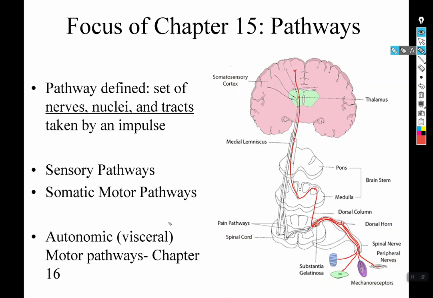So chapter 16 is the autonomic nervous system chapter that's next. So visceral motor pathways we'll talk about in that chapter, not in this one. So sensory and somatic motor, so general senses and some special ones, and then somatic motor is going to be, of course, skeletal muscle and voluntary movement.